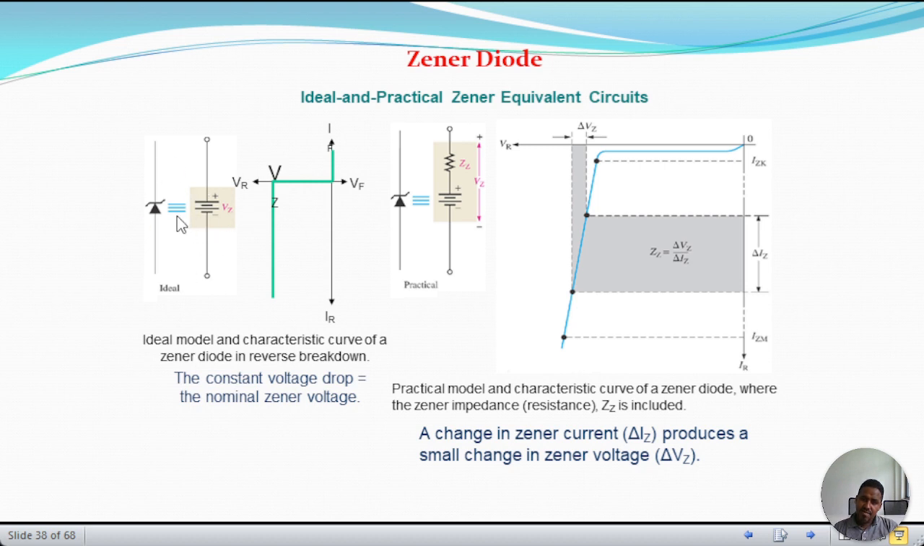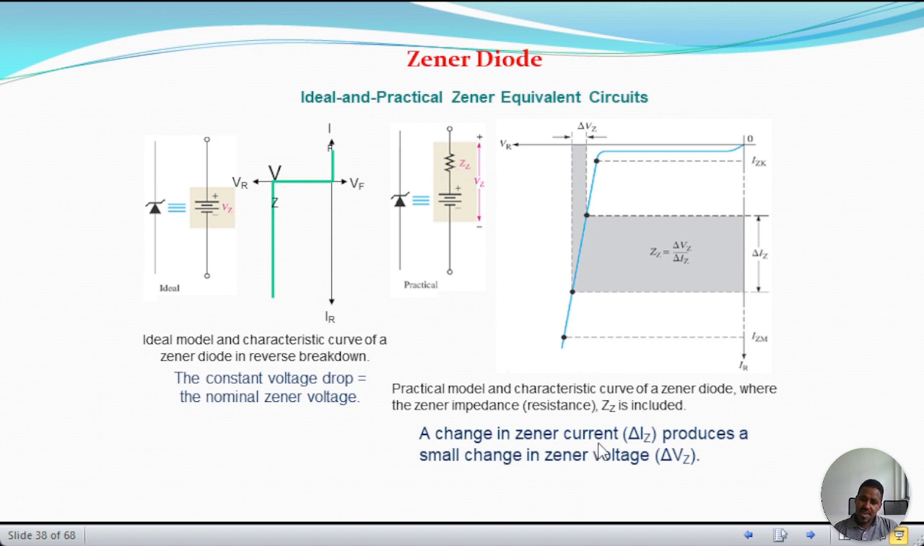Let's see the ideal Zener diode and the practical Zener diode. Looking at this diagram, the ideal Zener has no impedance or resistance. It is a perfect conductor with constant voltage, and in the forward direction again perfect conduction. In the ideal model of the characteristic curve of the Zener diode in reverse breakdown, there is a constant voltage drop equal to the nominal Zener voltage. But a practical Zener diode has an impedance or resistance, so in the practical model of the curve the Zener impedance is included.